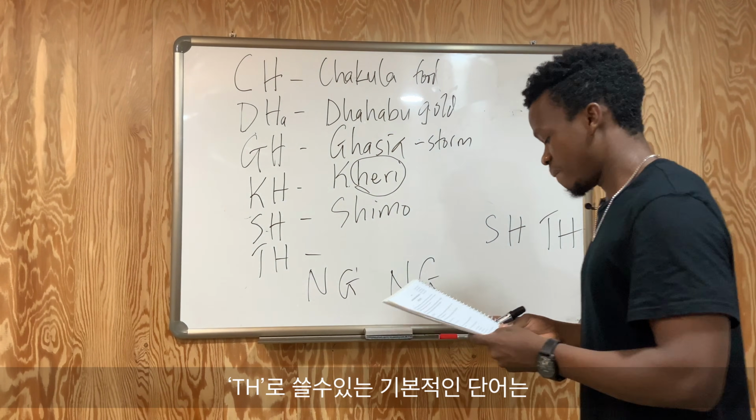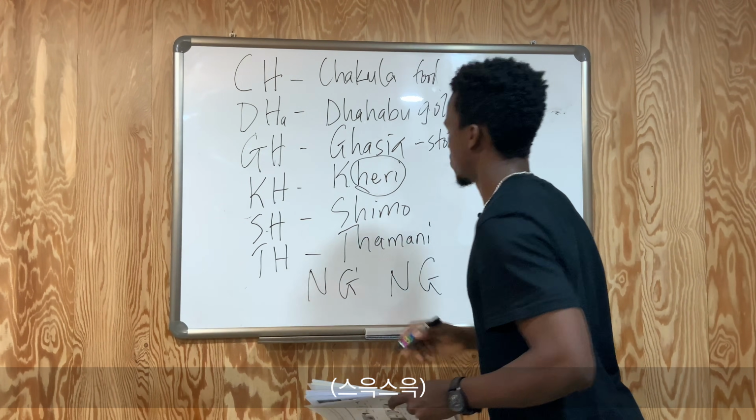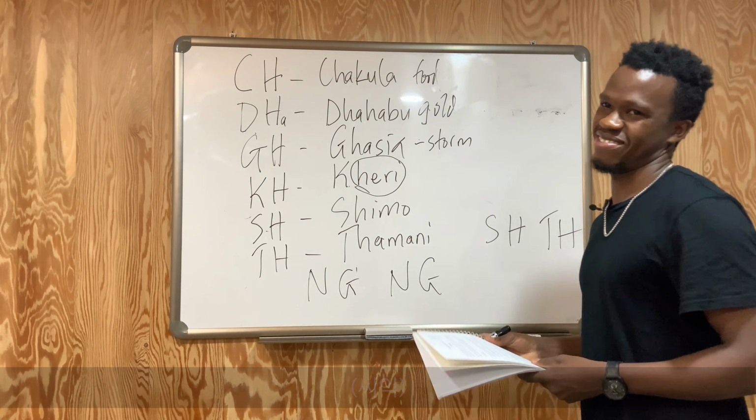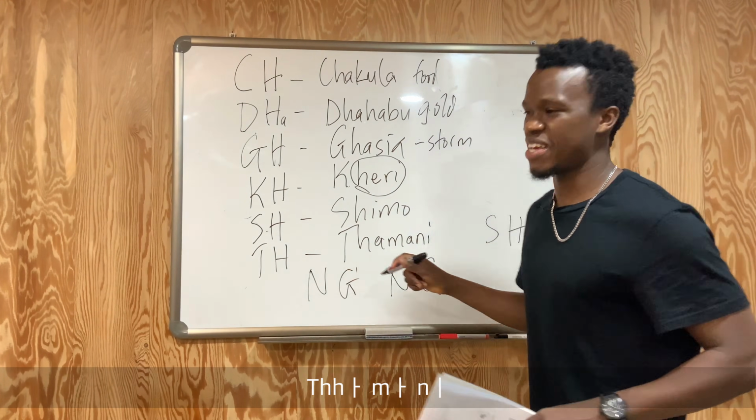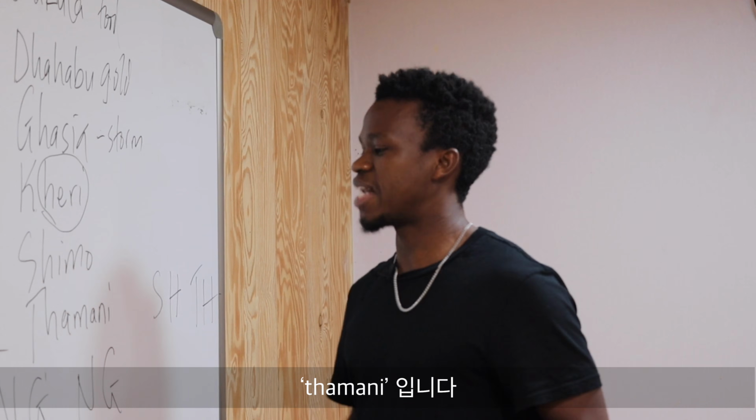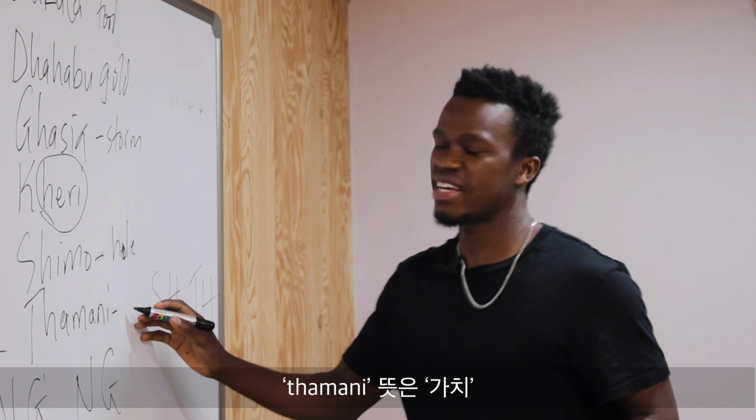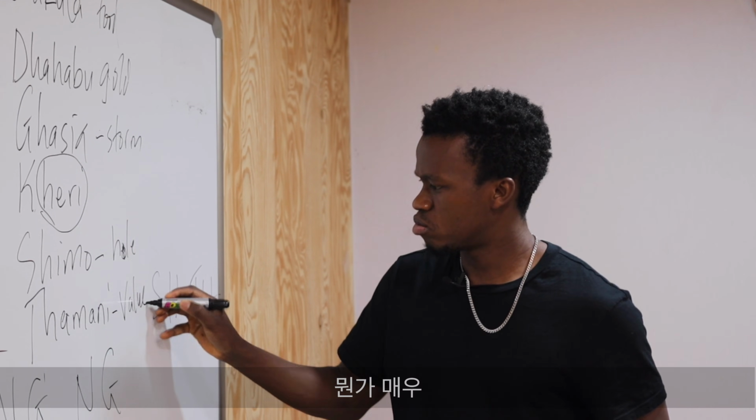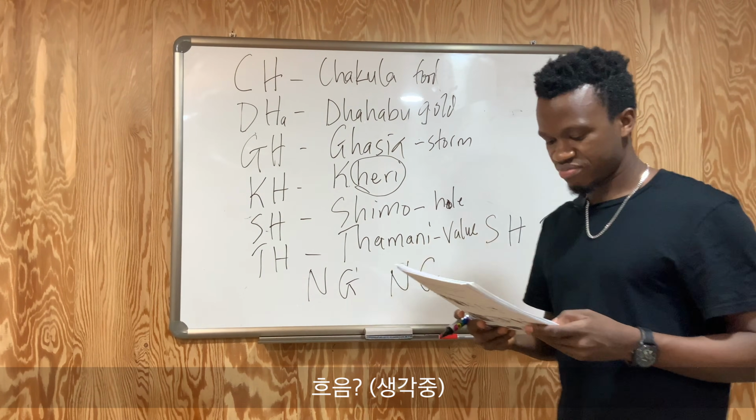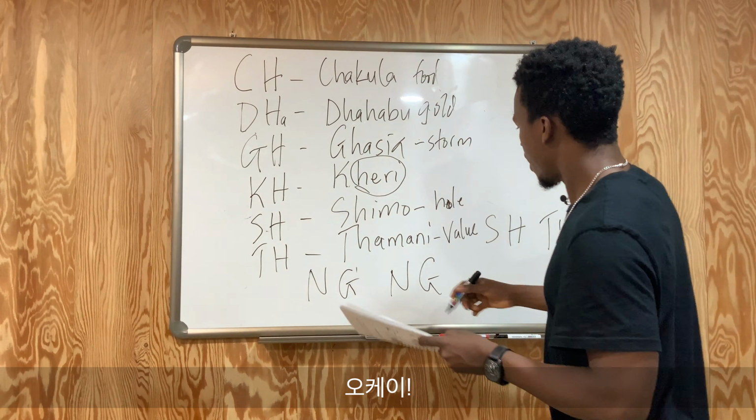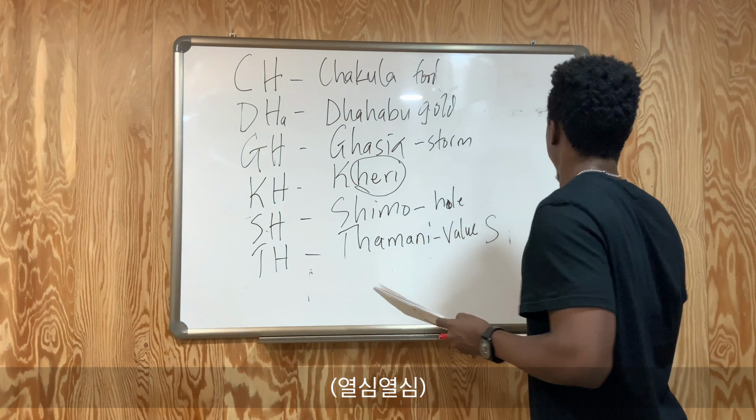which basically TH, one word we call Thamani. You have to bite your tongue a little bit and go Thamani, right? Thamani is Thamani. Also, this Shimo, it means whole, and Thamani, it means value, something that is pricey, right? Thamani, value. Okay, another word is NG, apostrophe and NG, and I'll show you guys right here.